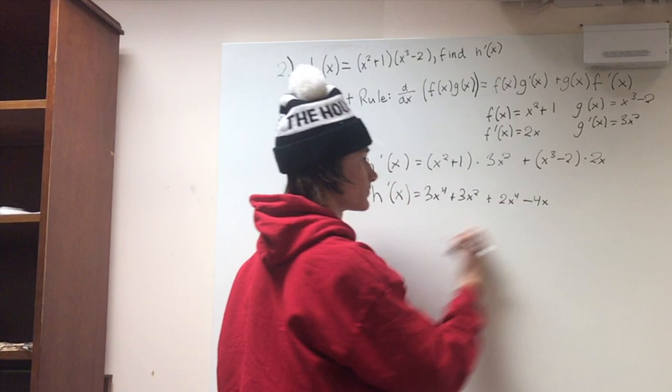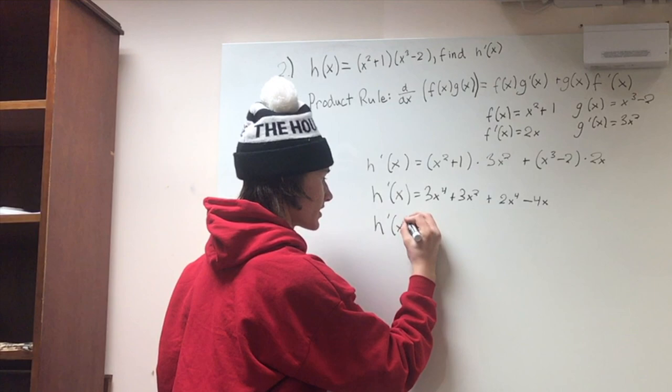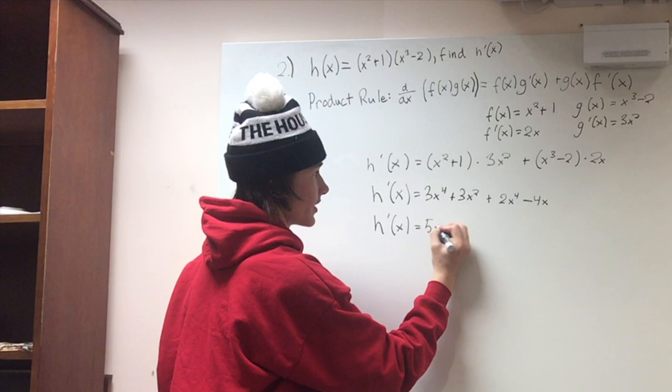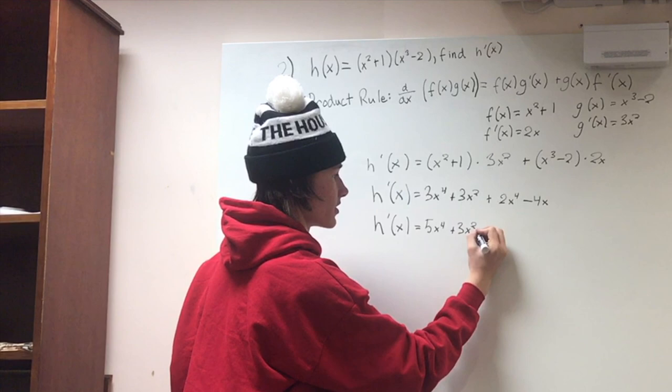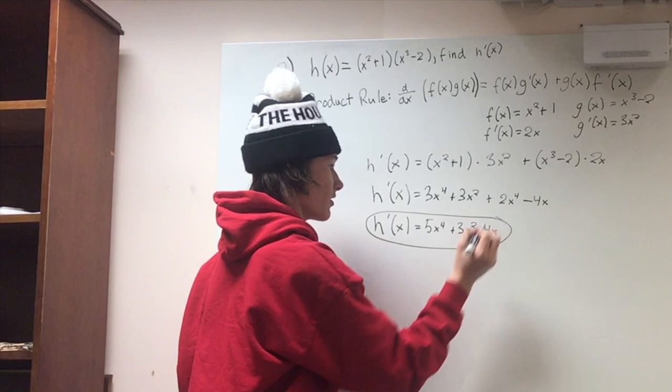4x. Now we can simplify this even further by saying the derivative of h of x equals, we're going to combine these two, 5x to the fourth plus 3x squared minus 4x. And that is going to be our final answer.